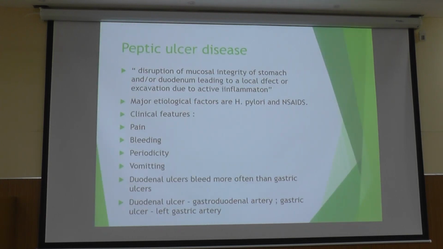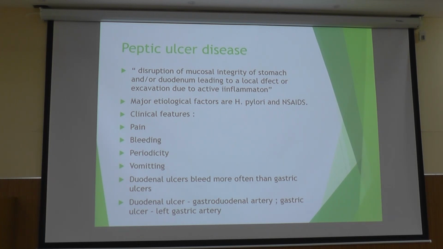Coming to peptic ulcer disease. Peptic ulcer, the definition is the disruption of mucosal integrity of the stomach or duodenum, leading to a local defect which is due to acute inflammation. This is mostly due to H. pylori, as we all know, and it can also be autoimmune. Clinical features include pain. The patient presents with a dull burning type of pain in the epigastrium region, and bleeding as hematemesis, or they can also present with melena, which is black tarry stools. And periodicity means that sometimes the symptoms will subside for a few weeks or months together, and then they recur suddenly. The patient may also complain of vomiting.